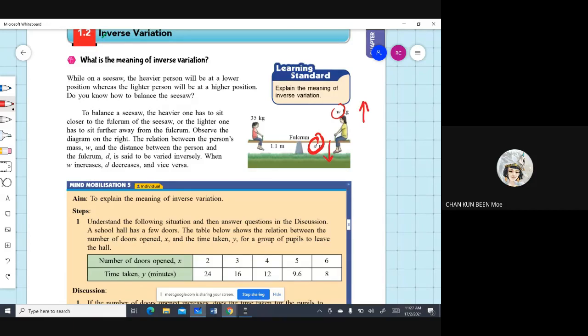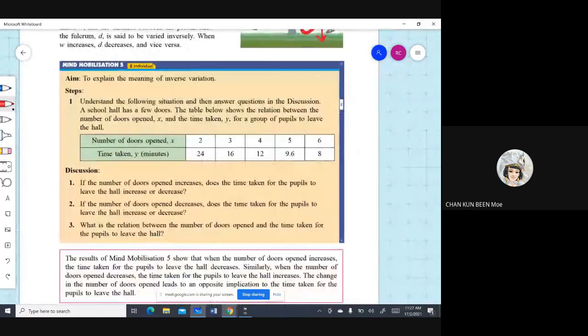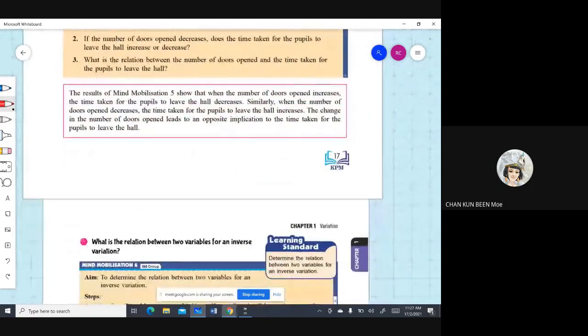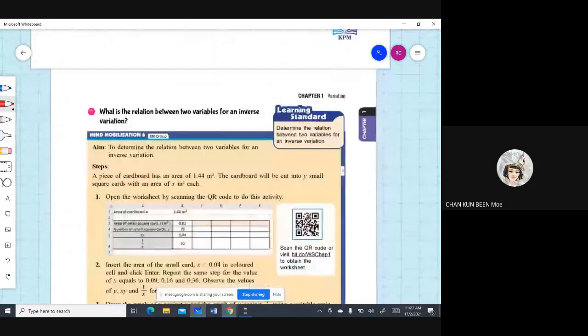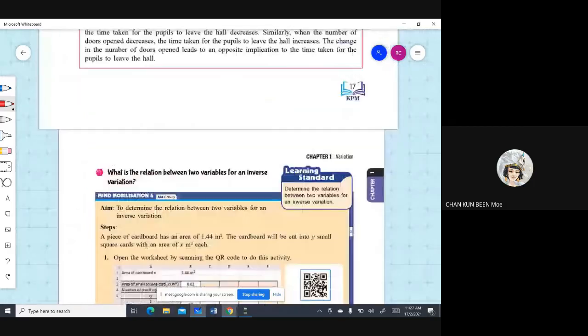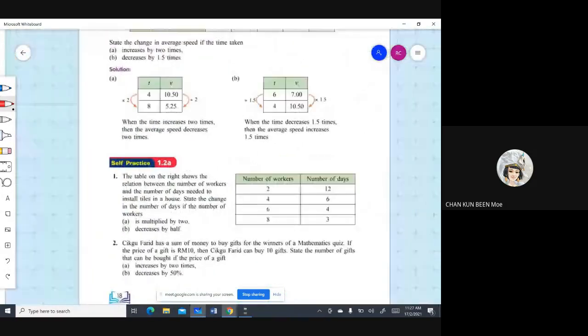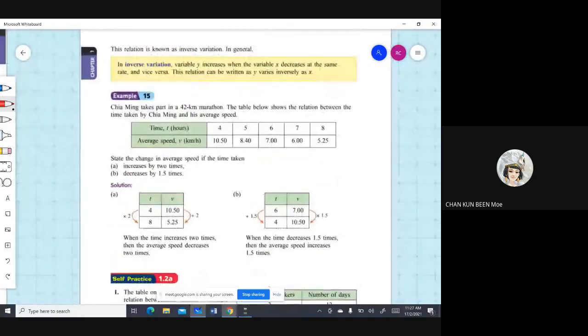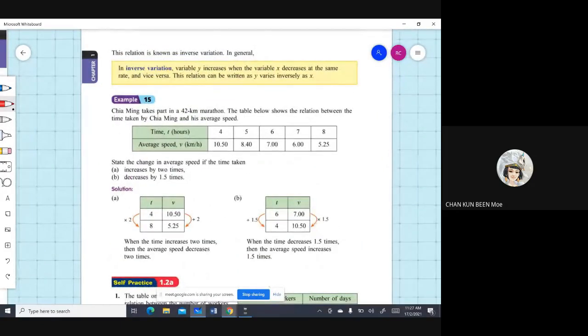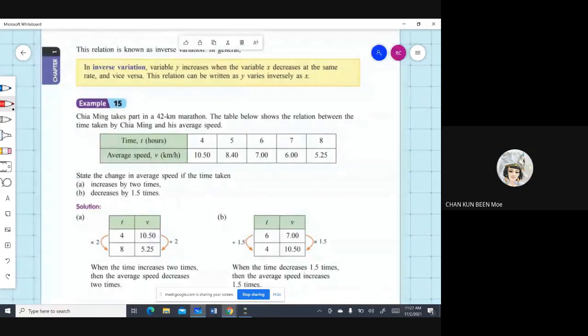Okay, so I move to the mind mobilization. Make it fast. Okay, let me see which one is important for you. This one not yet. This one first. Page 18 over here. Is everybody holding your book? Yes. Okay, good.